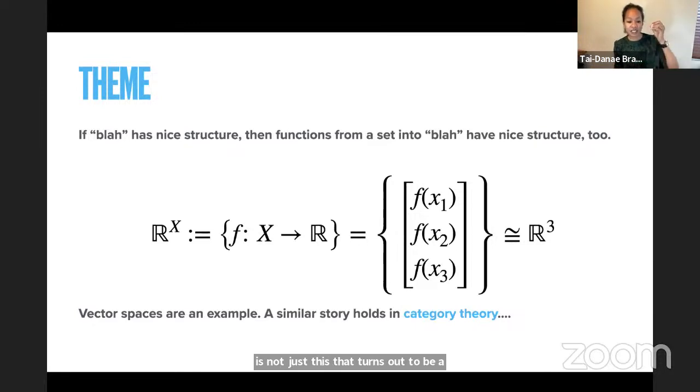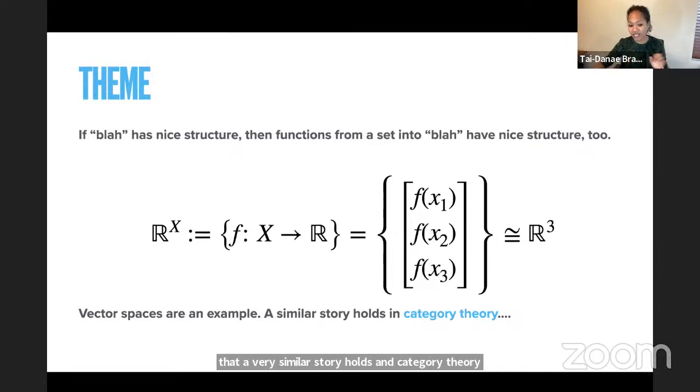And that's because those functions inherit structure from this sort of ground field, okay? So vector spaces or linear algebra are a really nice example of where, if something has nice structure, then functions into that thing also inherit nice structure. Now here's the key: a very similar story holds in category theory.